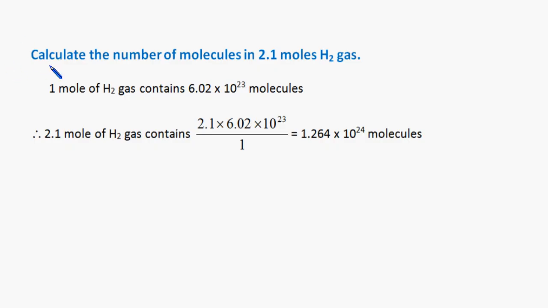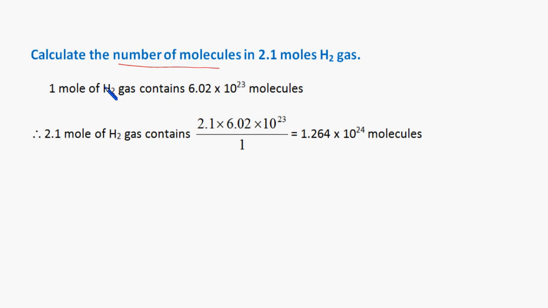In this next example, we have to calculate the number of molecules in 2.1 moles of hydrogen gas. Now the question is asking for number of molecules. So therefore, we should write our statement such that number of molecules is on the right hand side.